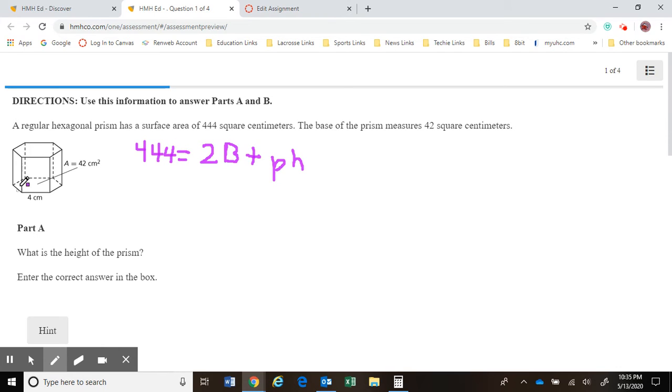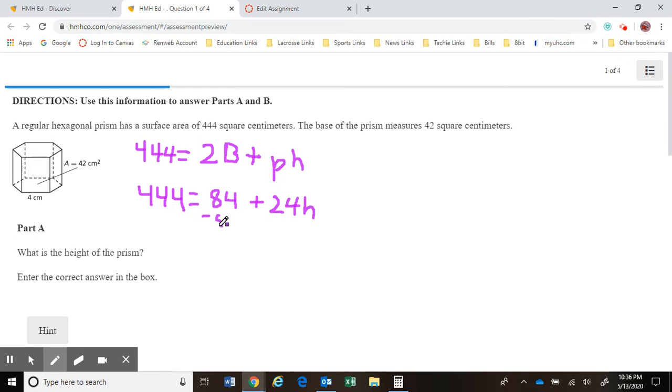And then I know it's 2 times the area of the base, so 2 times 42, that would be 84, right? So 444 equals 84, plus the perimeter times the height. And then perimeter, well, each side here is 4, so you got 4 times 6. That would be 24. So P is 24, and I don't know what H is. So now it's an algebraic equation.